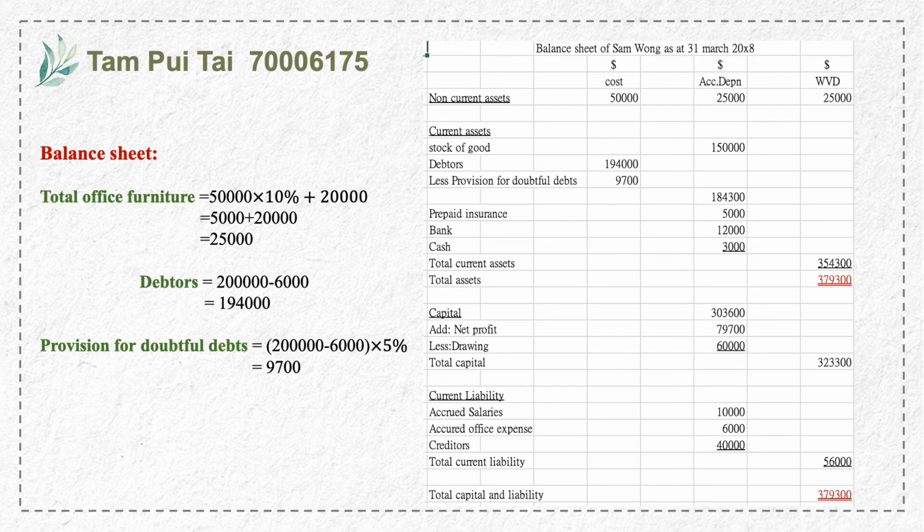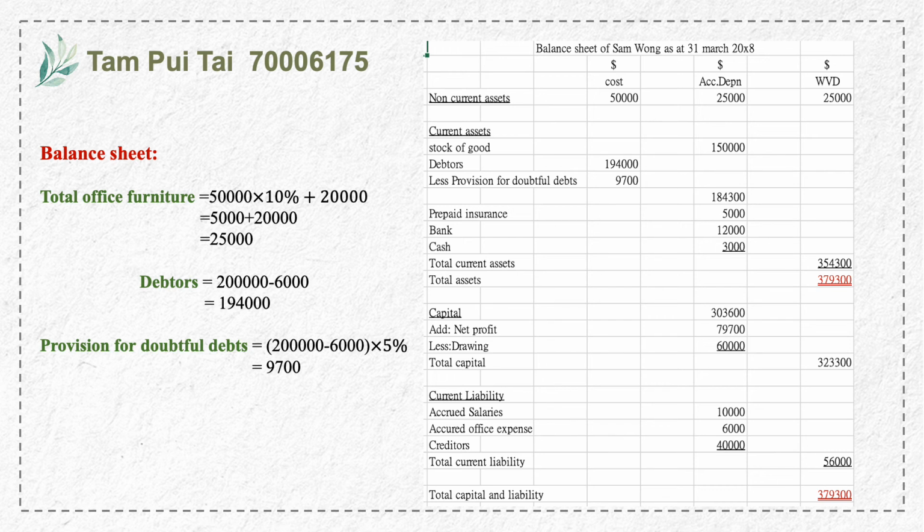And then the current assets, the debtors, it is 200,000 minus 6,000, because in additional information number 4, 6,000 was further written off, so we know that 6,000 we cannot get back, so we need to minus 6,000 here.